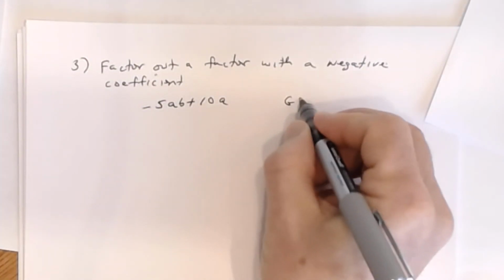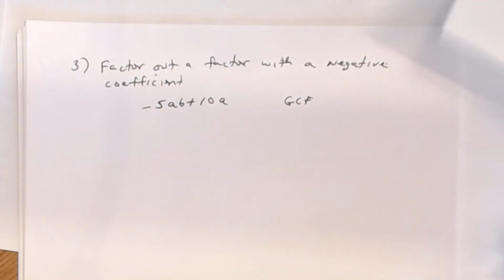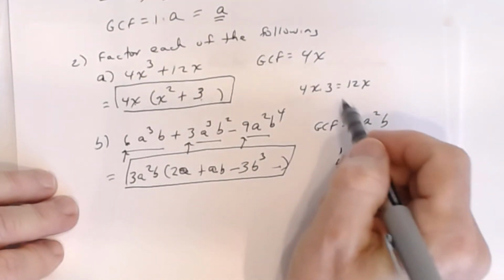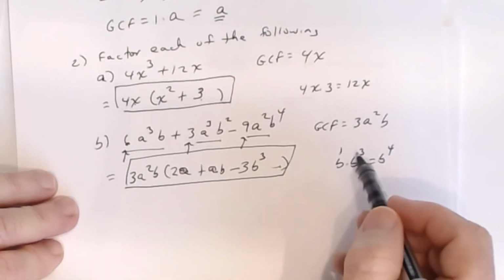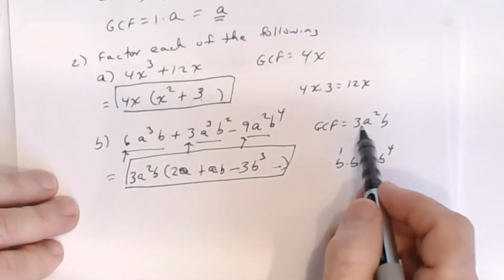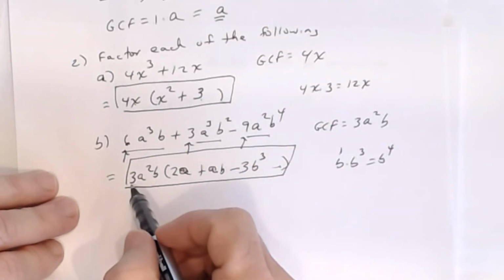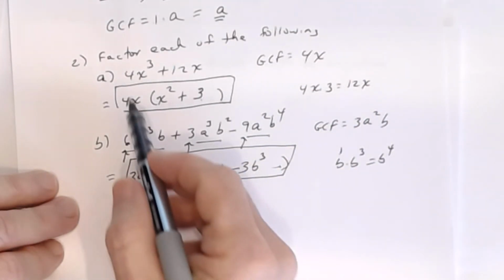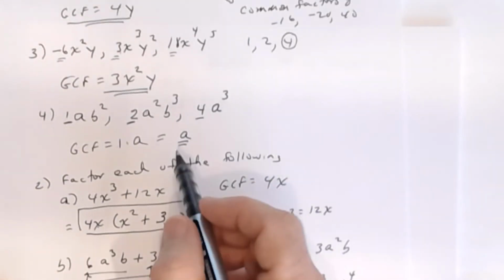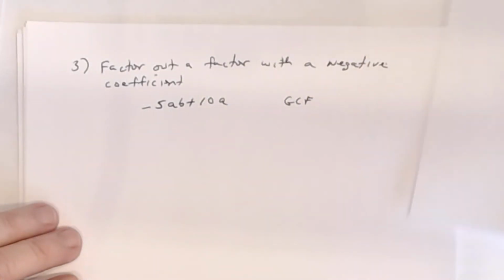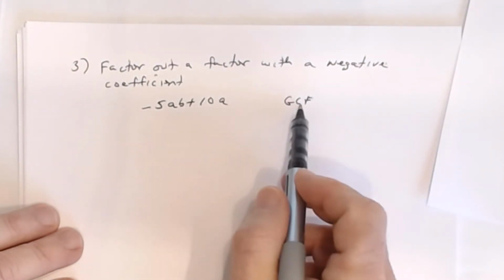And so what they want you to do is see when we did these right here, the GCF, that was a positive 4x, that was a positive 12x, I'm sorry, that was a positive 3a squared b. So all these right here were positive. You see the GCF was positive. Over here, the GCF was positive, and so on. What they want you to do, though, in this one is to make the GCF negative.